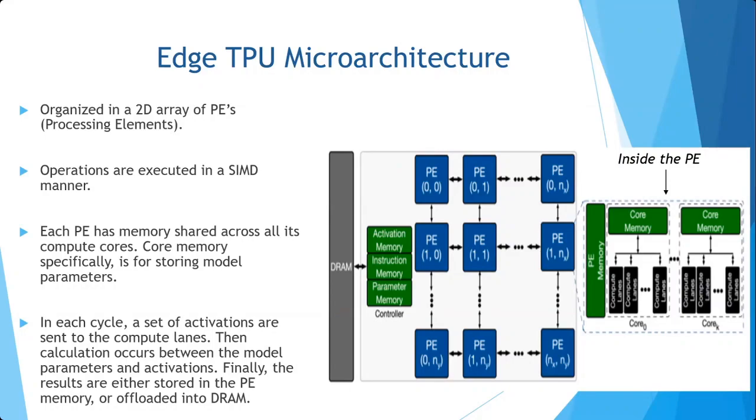And in each cycle, a set of activations are sent to the compute lanes, and the calculation then occurs between the model parameters and the activations. Then finally, the results are either stored in the processing element memory or uploaded into DRAM.